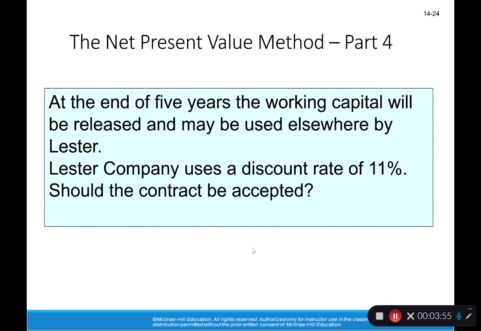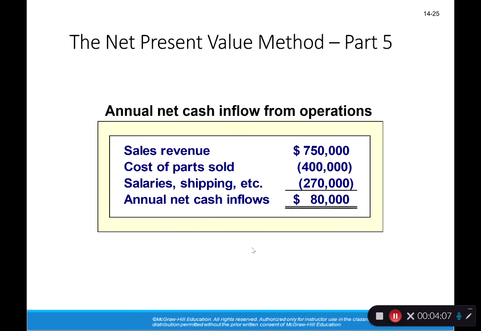So at the end of 5 years, working capital is going to be released. That's like that cash register. We put the money in at the beginning, we get it back at the end. And then Lester Company uses a discount rate of 11%, and we want to know, should we accept it? So the first thing we want to figure out is what the annual net cash inflows are. That's the revenues minus the expenses.